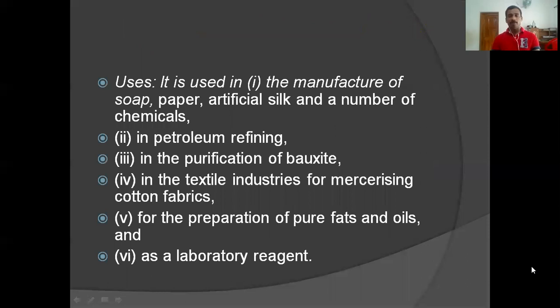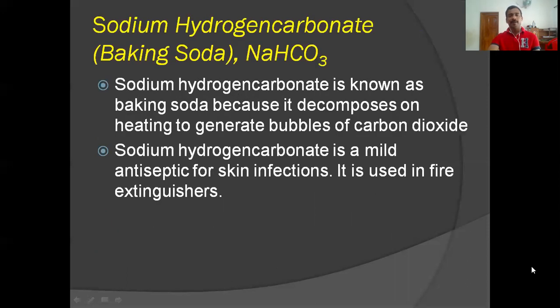And the uses of sodium hydroxide. It is used in the manufacture of soap, paper, artificial silk, and a number of chemicals. In petroleum refining, in the purification of bauxite, in the textile industries for mercerizing cotton fabrics, for the preparation of pure fats and oils, and as a laboratory reagent. Okay, you have to remember 2 or 3 uses.